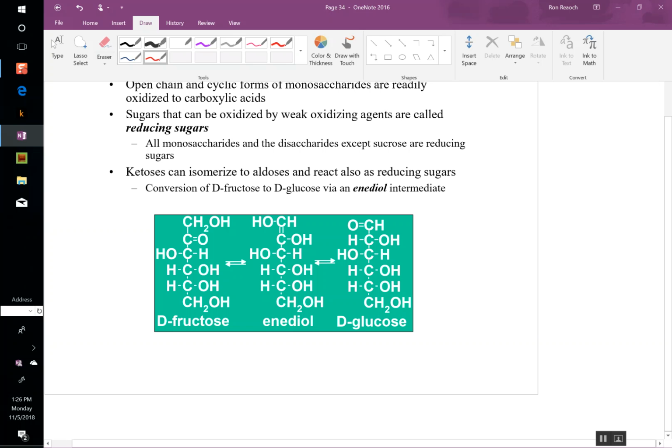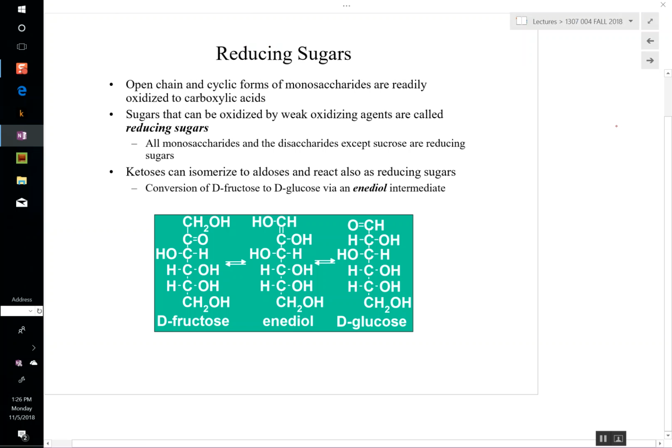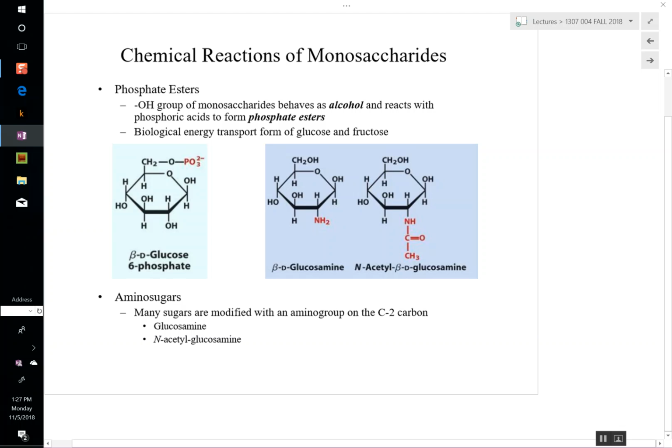We will do that. Those of you in 1107, we'll do some more Benedict's tests on a whole bunch of sugars, fructose being one of them. But don't get too caught up in this. It's just the explanation for why fructose can give a positive Benedict's test.